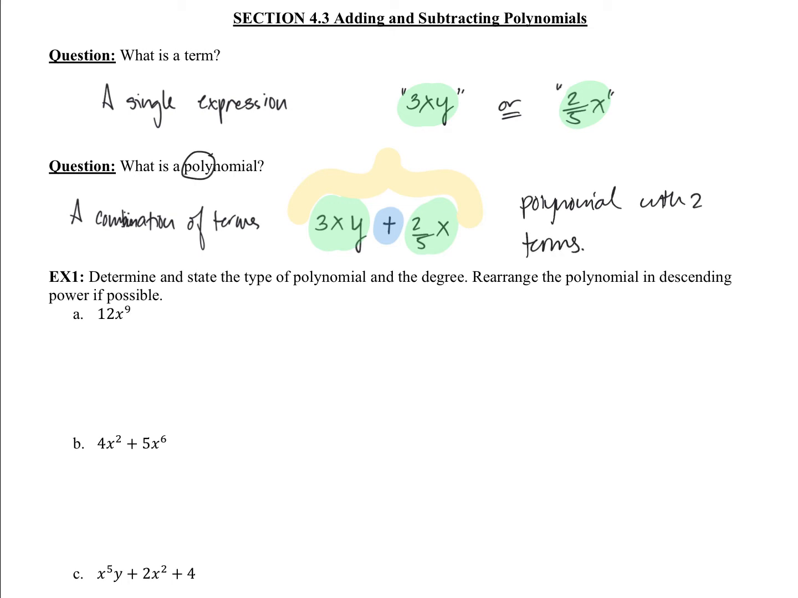Poly actually means many, like polytheistic means many gods. So poly means many, and nomial would mean like numbers. So polynomial means many numbers. Alright, let's take a look at example 1. Determine and state the type of polynomial and the degree. Rearrange the polynomial in descending power if possible.